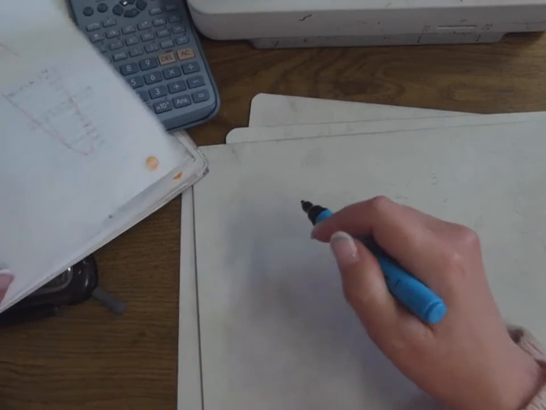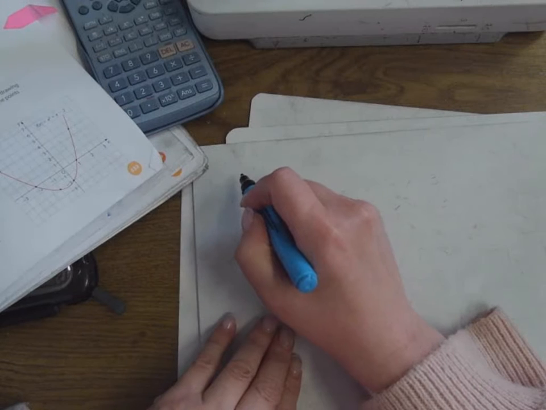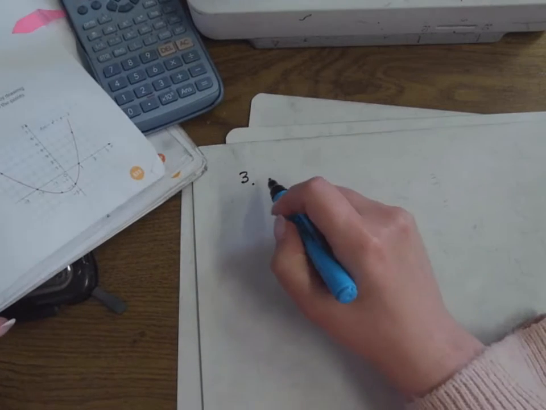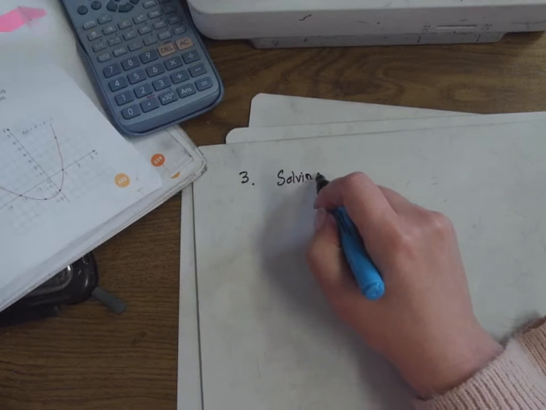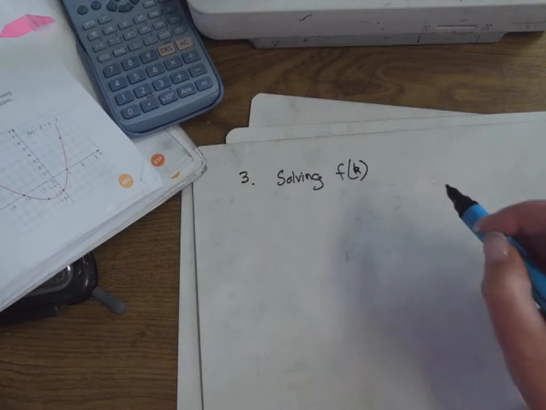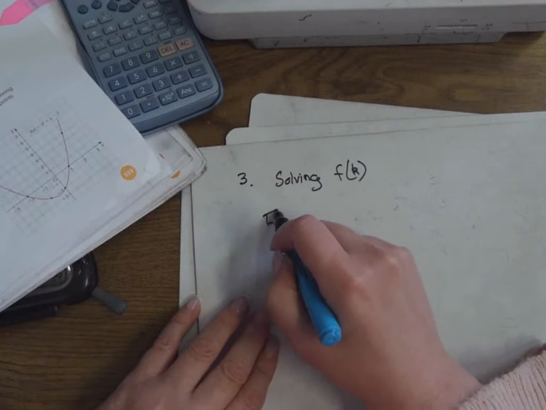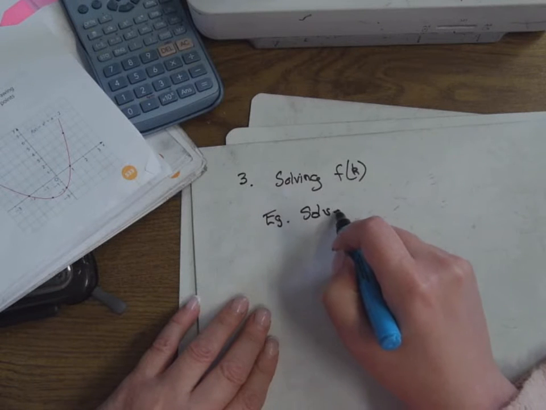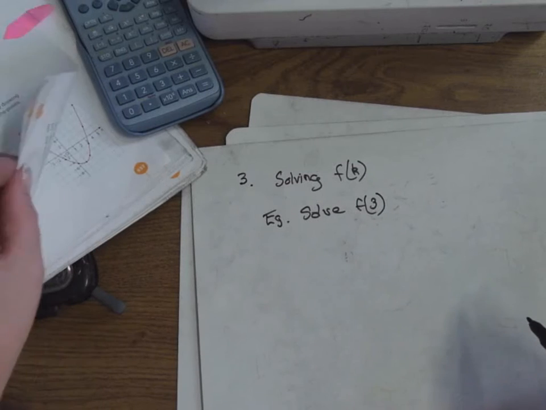Number 3 will be solving f of k. Right? Now that sounds very complicated, but what it means is, example. If I said solve f of 3. Okay.